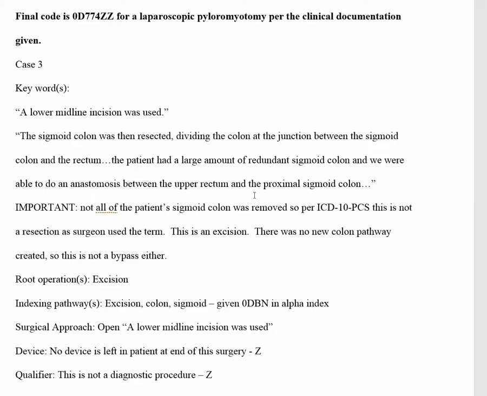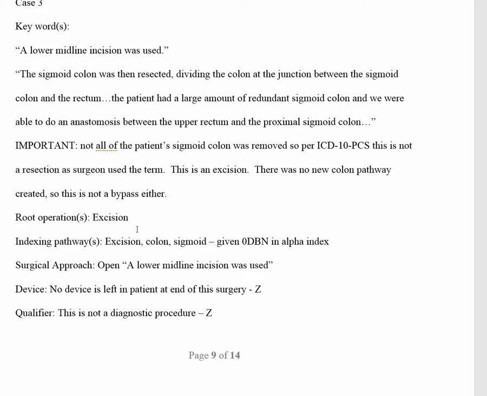So it's not bypass. It is excision. He only took out a piece of the patient's sigmoid colon. Physicians can call it resection. They typically do call it that. Anytime they take anything out of a patient's body, they call it resection clinically. And that's their 100%. They can call it whatever they want. As a coder, we have to make that critical decision and use the coding system that we're using, in this case, ICD-10-PCS. So per ICD-10-PCS, this is an excision. Root operation is excision, pathway is excision, colon, sigmoid.